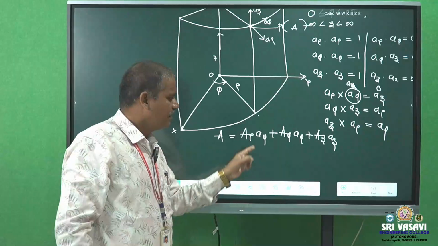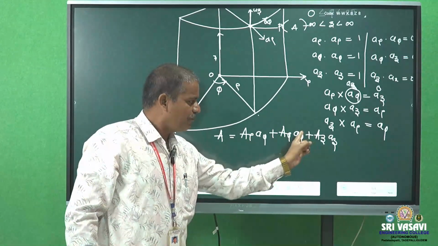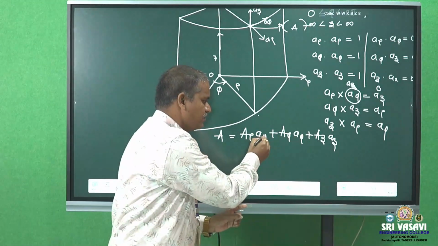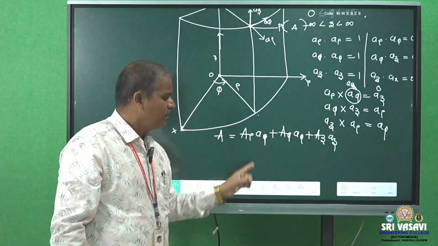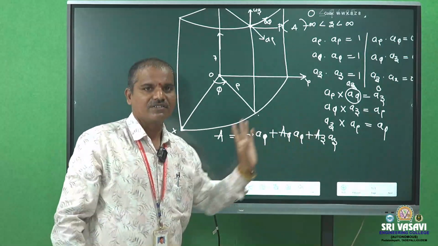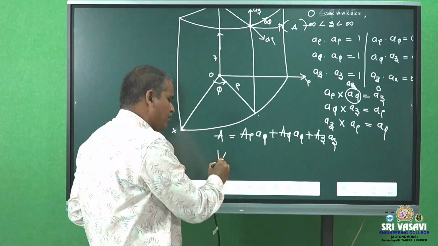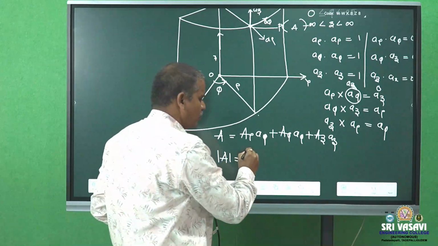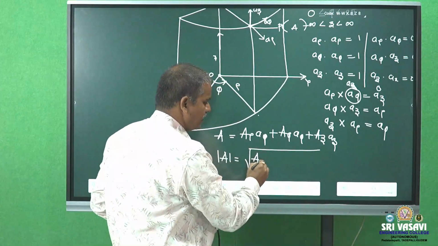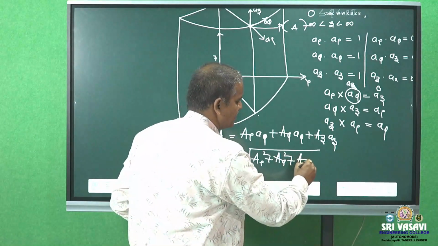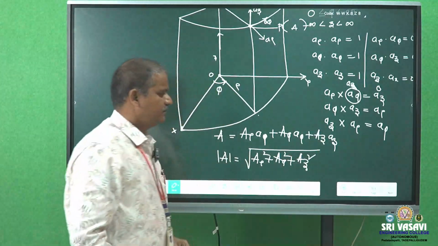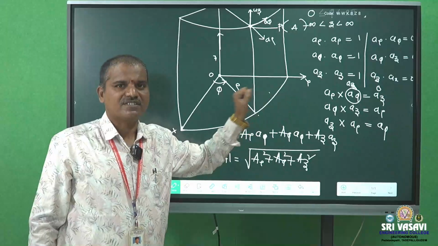In similar fashion, a rho, a phi, a z are all the unit vectors along the rho, phi, z directions. If you want to find the magnitude, it is the square root of A rho squared plus A phi squared plus A z squared. This is about the circular coordinate system.